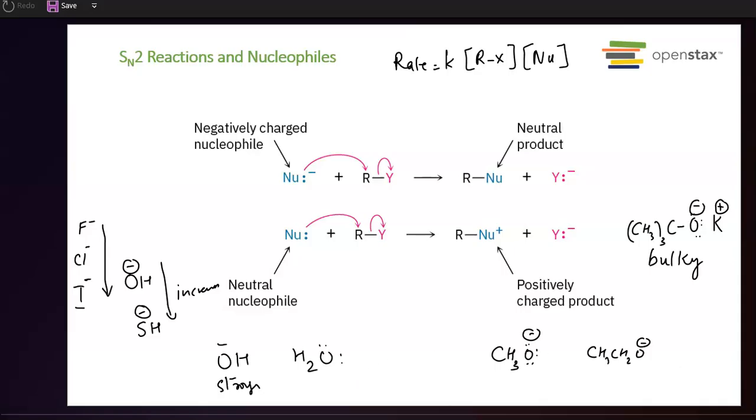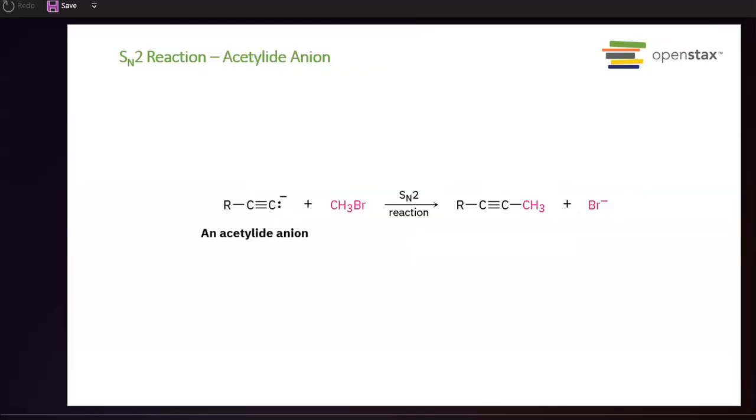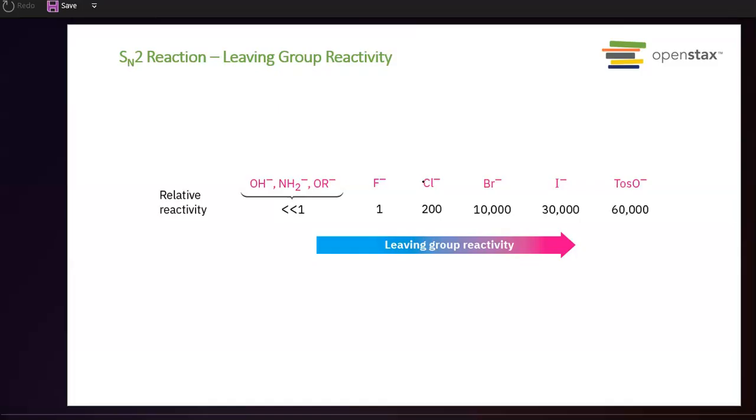Okay. Now the next factor that affects the rate of the reaction is the leaving group. Leaving group propensity is another variable that can affect an SN2 reaction. The greater, or easier, the leaving group leaves, the better. The best leaving groups in SN2 reactions are the ones that can be stabilized once they leave.